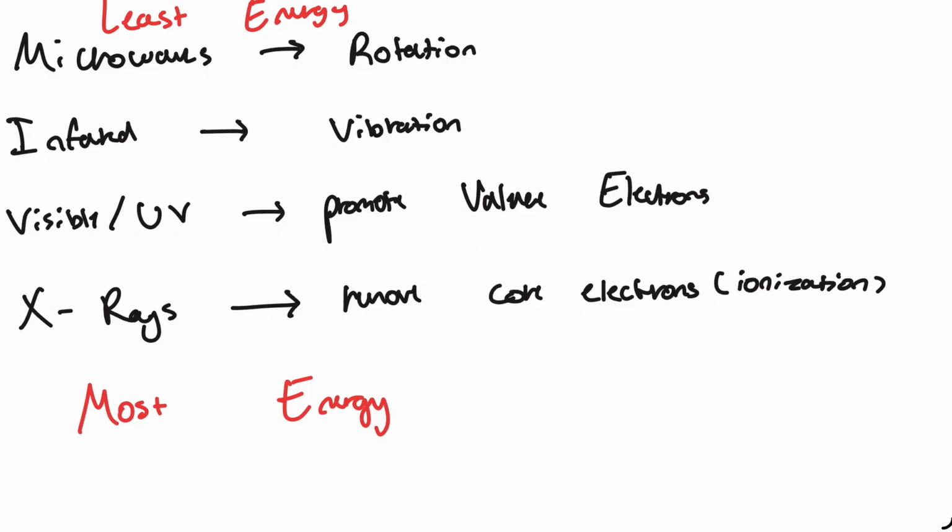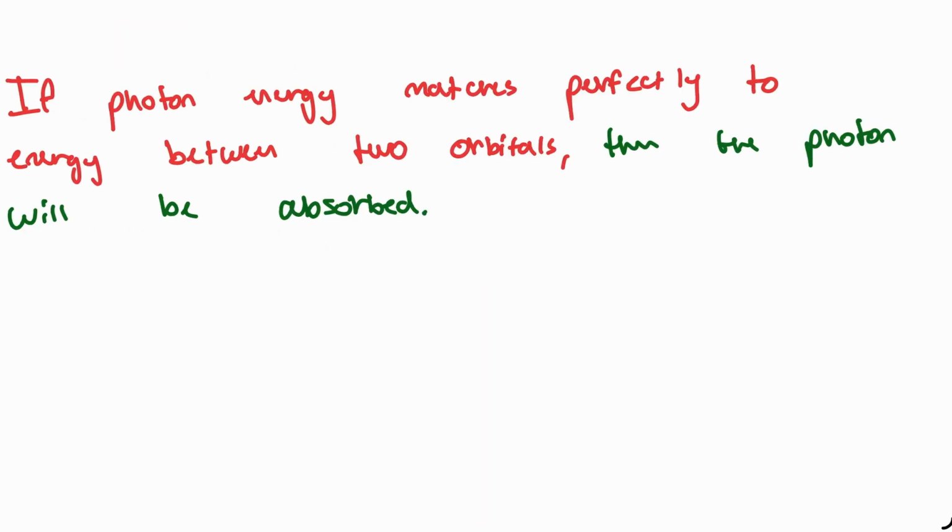And then lastly, make sure to remember that thing about the photons, how atoms and electrons will only absorb photons with exactly the right amount of energy. If the photon's energy matches up perfectly with the energy gap between our electron levels, that's the difference in energy between 2 orbitals, then the photon will be absorbed. Otherwise, it will just pass through the atom.